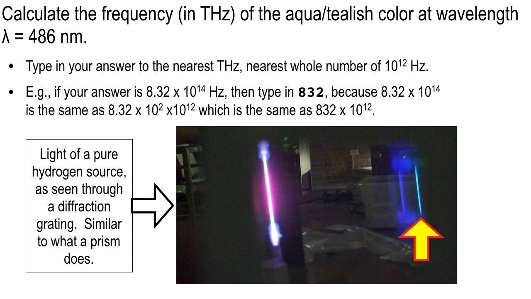You're going to get a number in the hundreds of terahertz, but it's going to look on your calculator like something point something something times 10 to the 14. So do the same conversion to terahertz that we just talked about, and that'll be good.